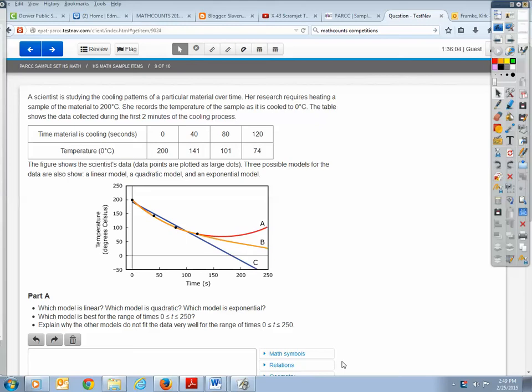A scientist is studying the cooling patterns of a particular material over time. Her research requires heating a sample of a material to 200 degrees Celsius. She records the temperature of the sample as it cooled to 0 degrees. The table shows the data collected during the first 2 minutes of the cooling process.